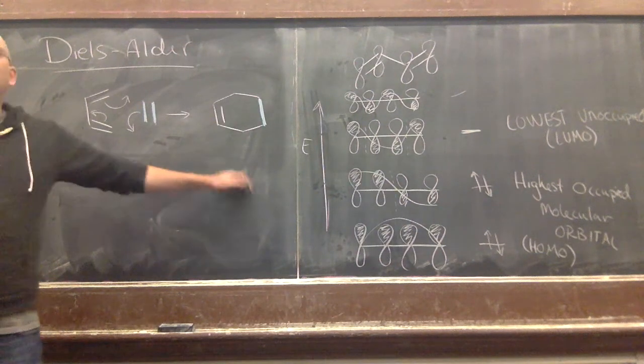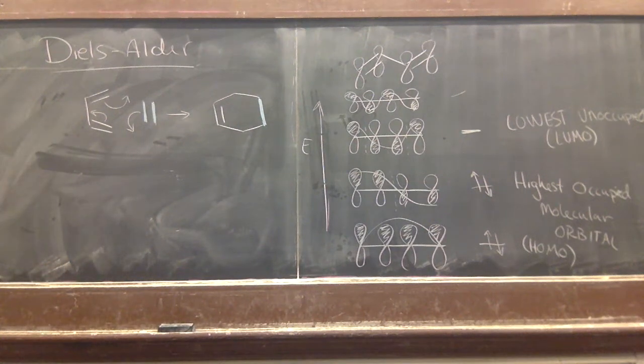And so as you can see, what you're generating is a 6-membered ring, pushing the electrons around there. Right, okay. So anyway, this is the Diels-Alder reaction.